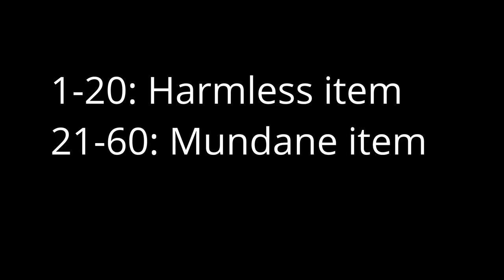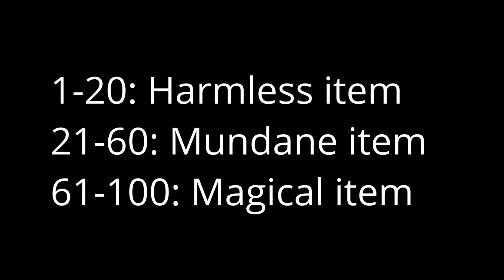Roll a 21 to 60, you have some kind of mundane equipment. So essentially any small item from the adventuring gear table in the Player's Handbook. Roll 61 to 100, and you could have a common magical item.